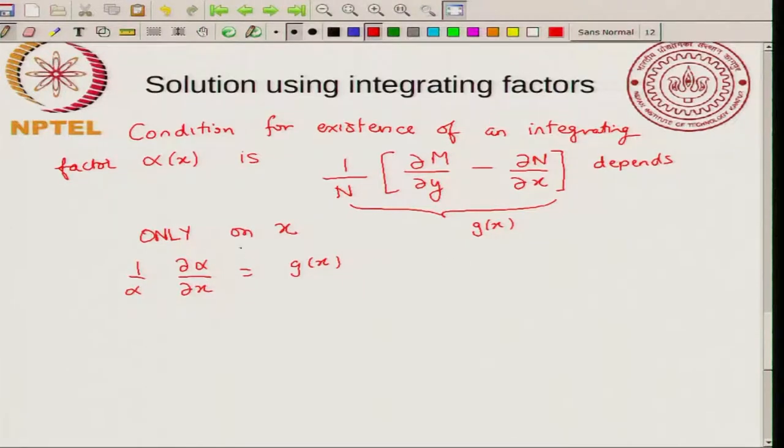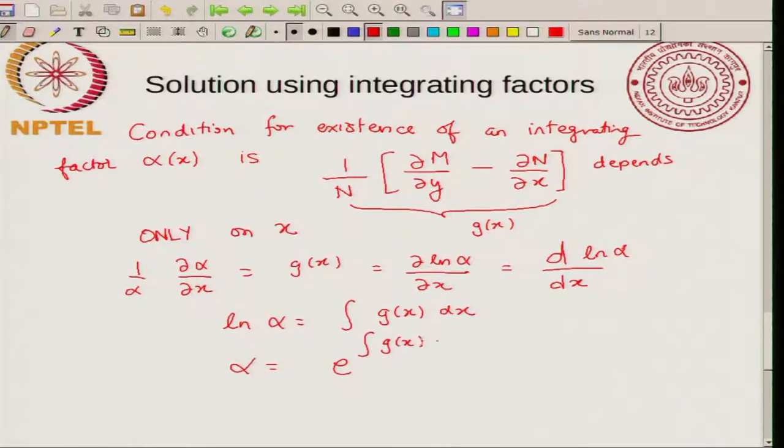Or I can write the left hand side as ∂ ln α/∂x. The derivative of natural log of alpha will give me 1/α ∂α/∂x. I should write this as a regular differential because alpha depends only on x, d ln α/dx. This whole equation has only one variable x, there is no y in this equation, and I can integrate this. So I can write ln α is equal to the integral of g of x dx, and I can write alpha is equal to e raised to the integral of g of x dx. So this is my integrating factor that depends only on x. So the condition for existence of an integrating factor that depends only on x is that this quantity, ∂M/∂y minus ∂N/∂x, times 1/N, should depend only on x.